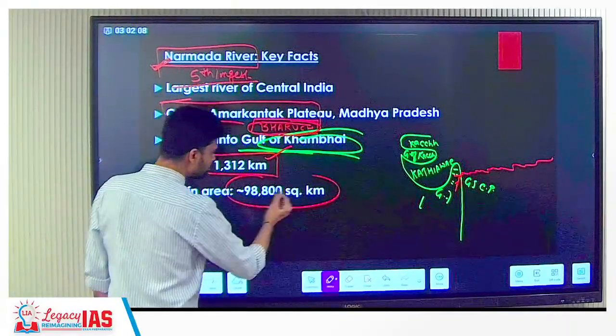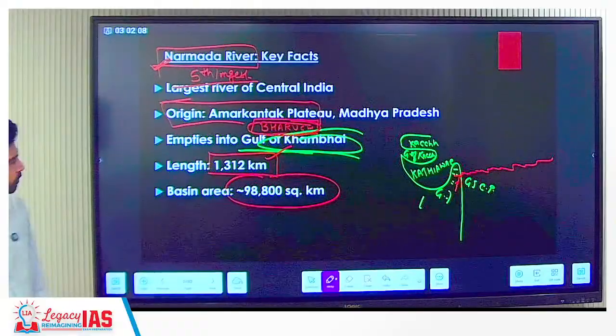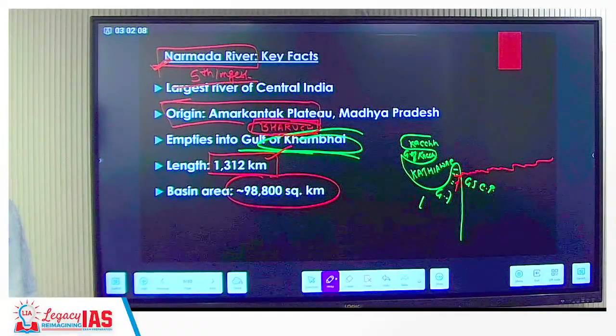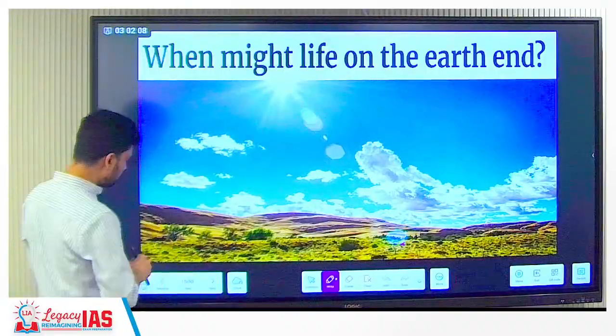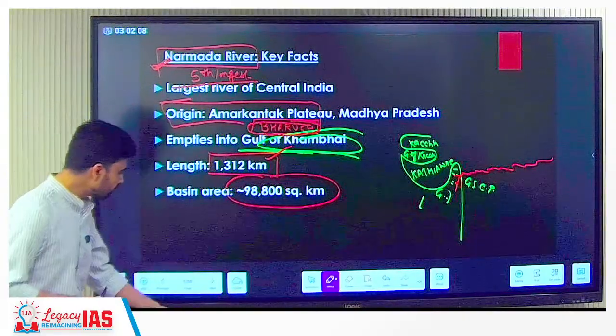The area of basin is almost 100,000. Okay, it is better to remember it this way: 98,800, comparable to 100,000 square kilometers. So these are some basic facts about the river. Already all of these we have discussed in class.